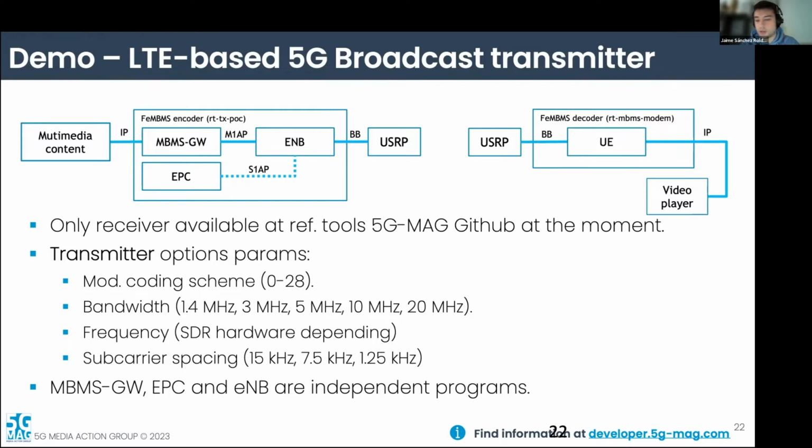We can select the coding scheme, the bandwidth, there are these options to select, the frequency, that is SDR hardware dependent, depending on the equipment that you are using, and the coverage spacing. The MBMS gateway, the EPC and the eNodeB are different programs that need to be run in the computer that is running all of them, and are needed to transmit the 5G broadcast signal.